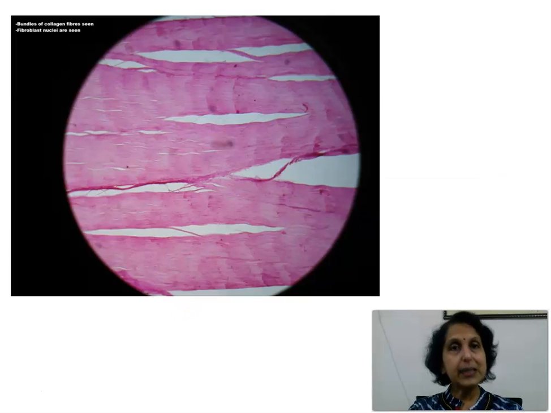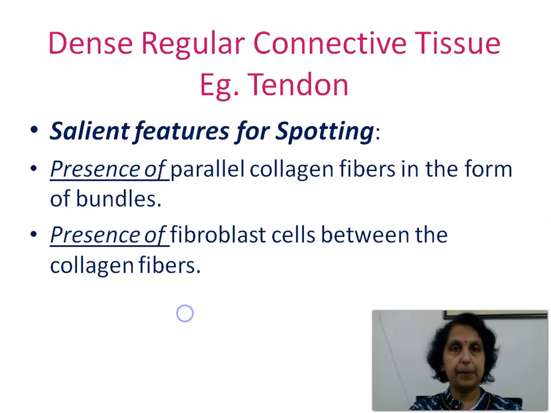And this is a slide showing us a low power field of a dense regular connective tissue. Example is the tendon. So what we see here are bundles of collagen fibers, and in between we see the fibroblast cell nuclei. The salient features for spotting here would be presence of parallel collagen fibers in the form of bundles, presence of fibroblast cells between the collagen fibers.